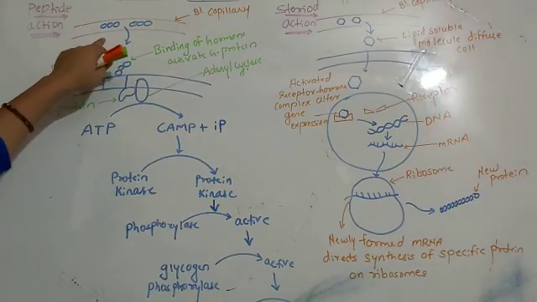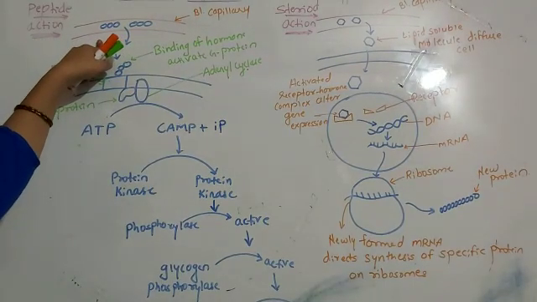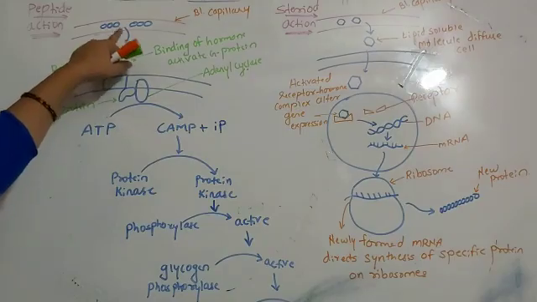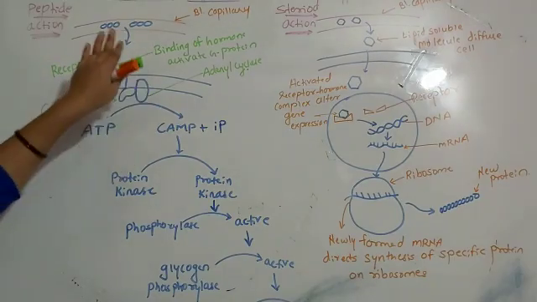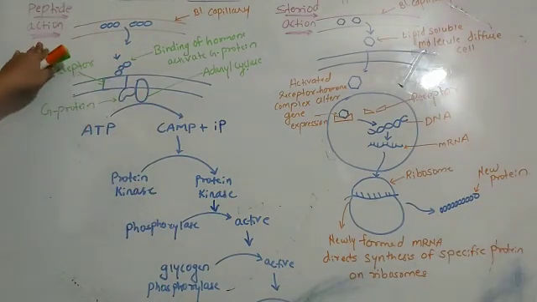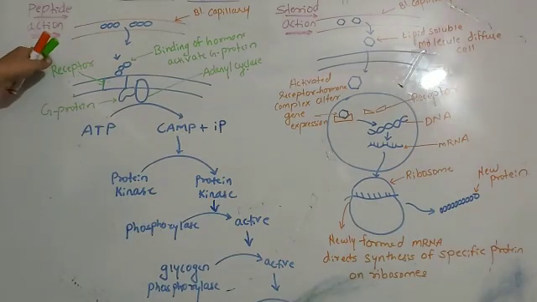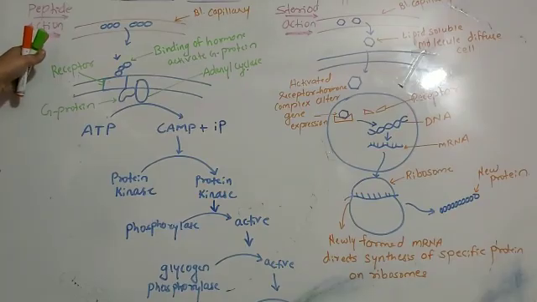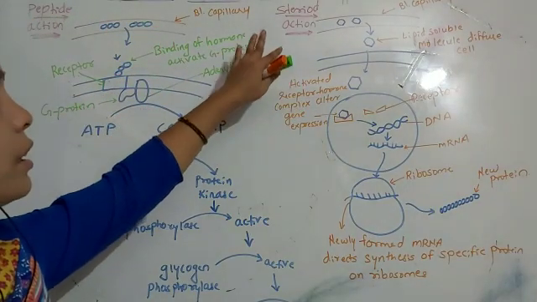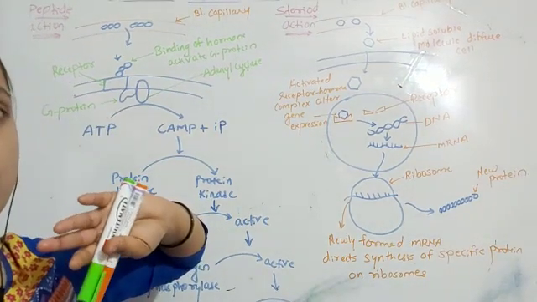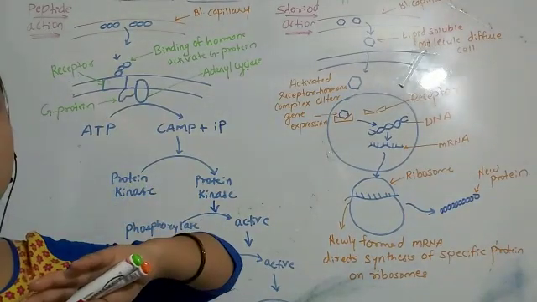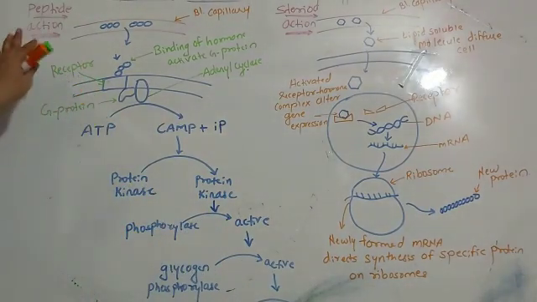Here I have shown a blood capillary which carries the hormones. In the blood capillary there is a hormone. The first diagram represents peptide hormones. Basically they may be proteins, polypeptides, or amino acid derivatives. In the second one there is steroid action, where the molecules are lipid soluble, whereas the peptides are water soluble molecules.